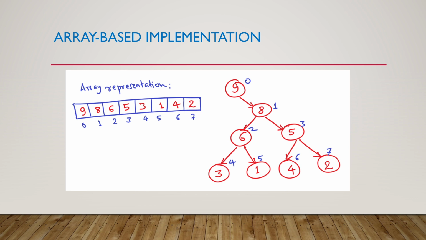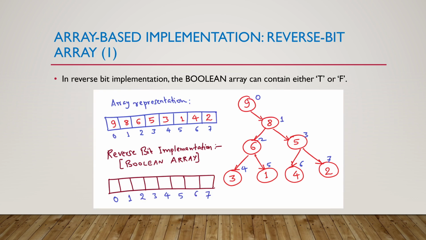So after that, there's one more important point with respect to weak heaps, which is a reverse bit array. So we have the array representation, which we have already done. From this we can fetch a reverse bit implementation Boolean array. So the Boolean array will have the same number of indices as we have in the original array, and then we'll see how we can populate the new array. The values for any index can be either true or false. So let's see.